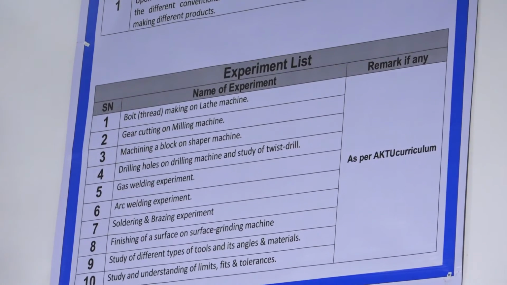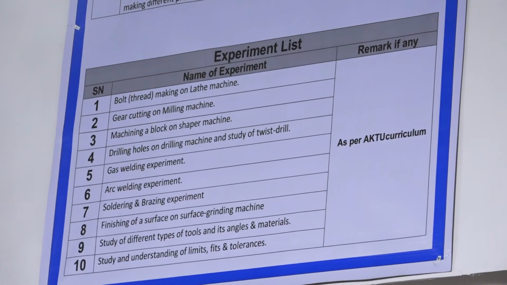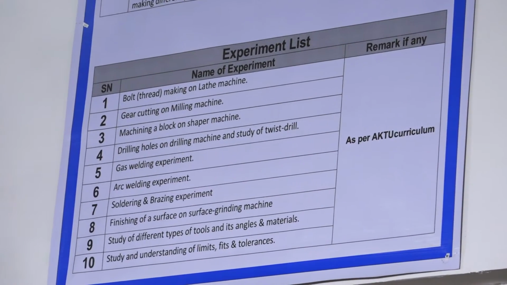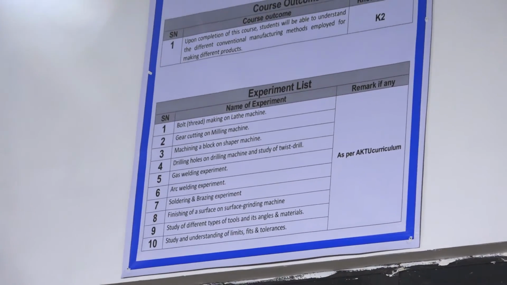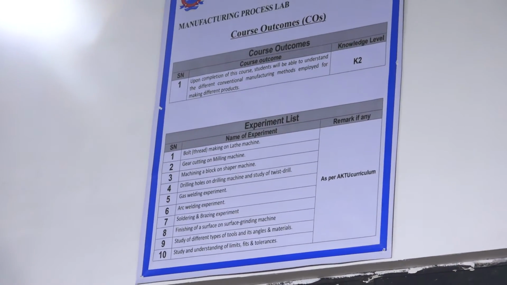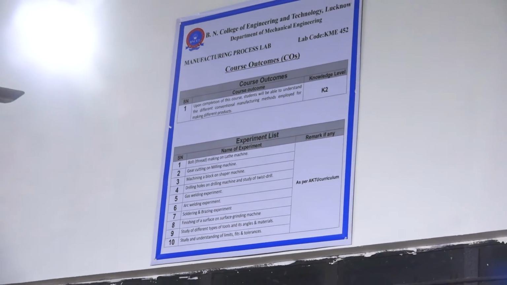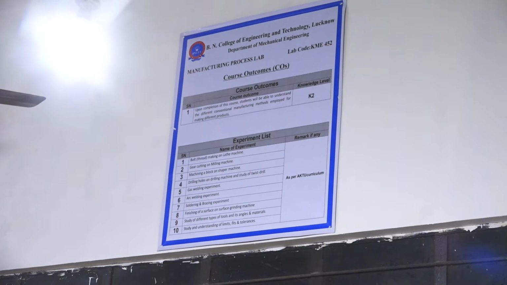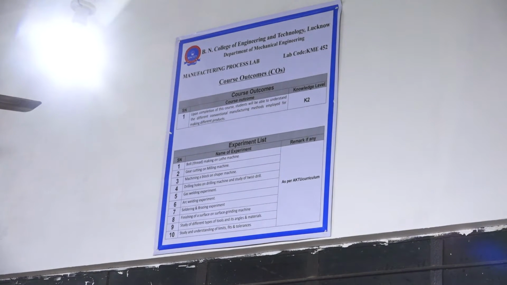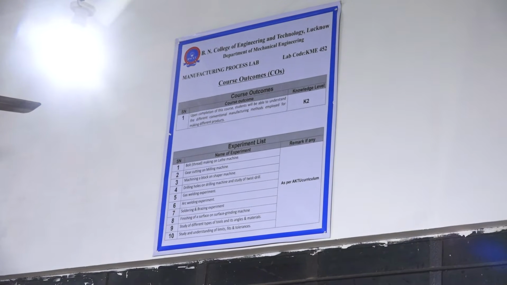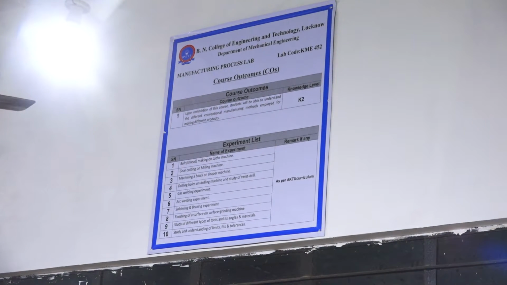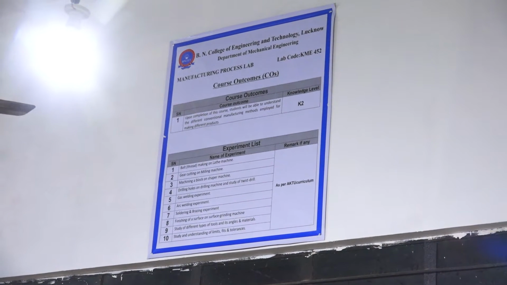These are the list of experiments that are performed in this particular workshop. We perform bolt making on lathe machine, drilling holes on drilling machines and study of twist drill, gas welding experiment, arc welding experiment, soldering and brazing experiment, etc.